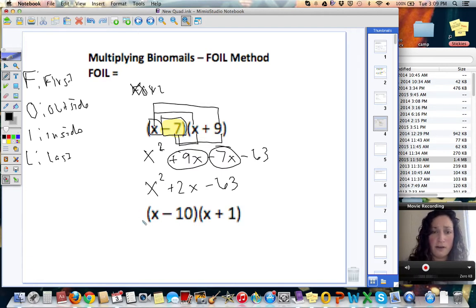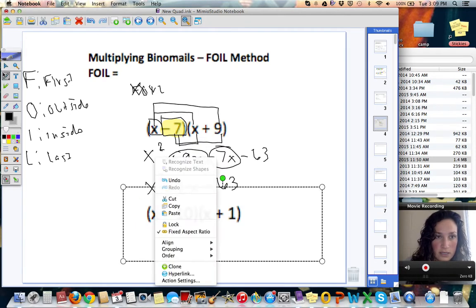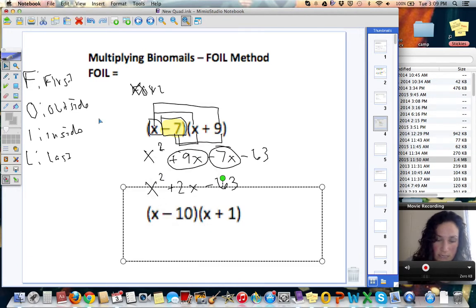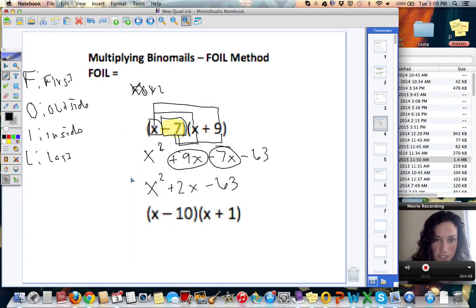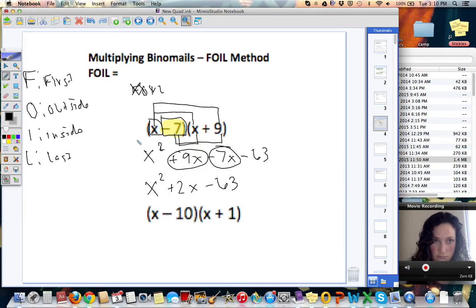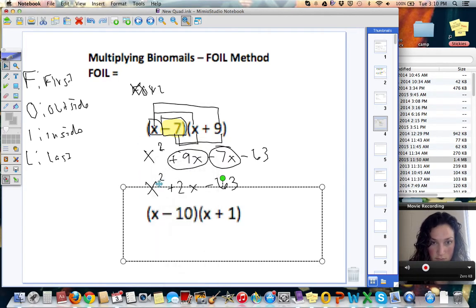So if I'm going by FOIL, this is going to be this first term. Oops, why am I not in pen? This first, my golly gosh darn it. Why is it doing this?